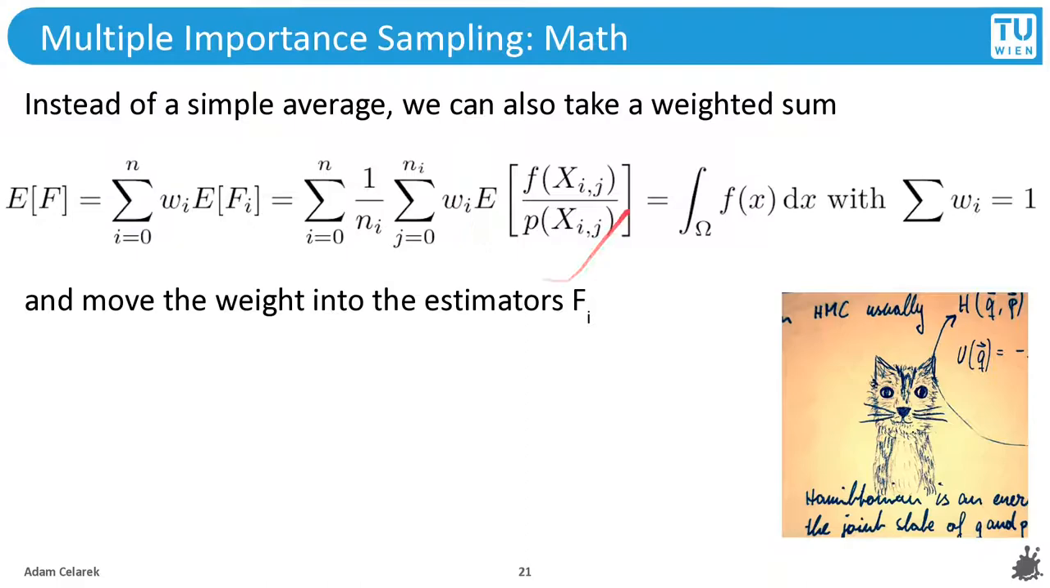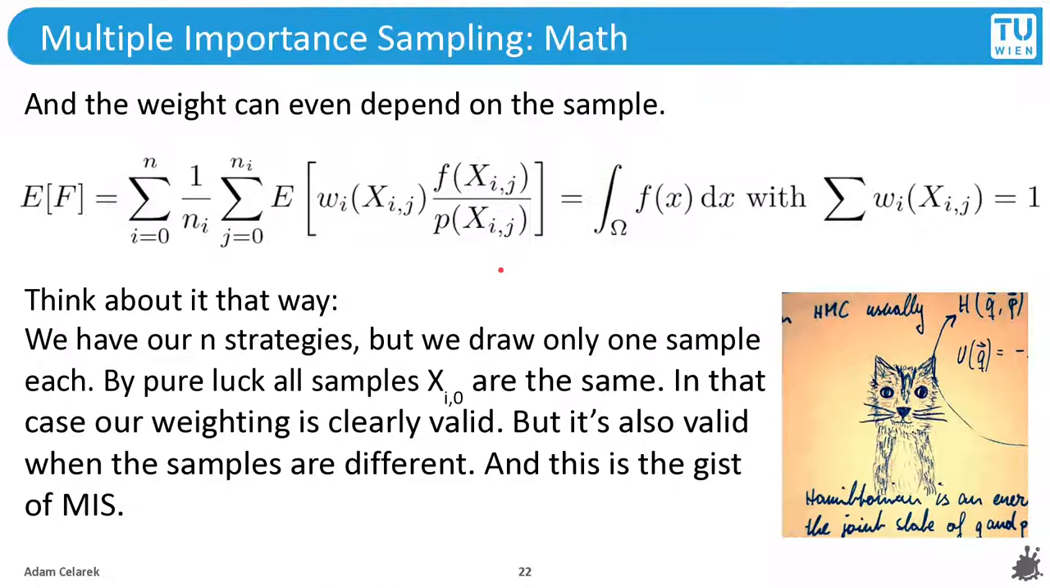This expectation here is unbiased. So when we combine it this way, it will be unbiased again. We can do even better by pulling this factor inside the expectation, and it can depend even on the samples. This might be a bit hard to wrap your head around, but think about it this way.